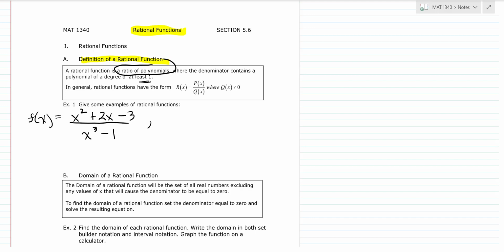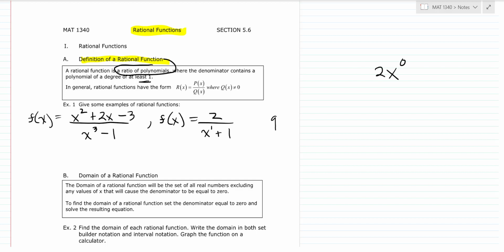A second example would be f of x equals 2. 2 is a polynomial because 2 is really 2x to the 0. 2 is a 0-degree polynomial, so it's okay to just have a number in the numerator. The denominator, we could have something like x plus 1. And again, the denominator has to have a highest power of at least 1. So those are two examples of rational functions.